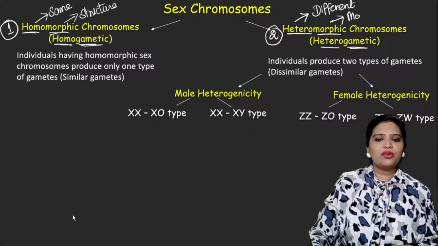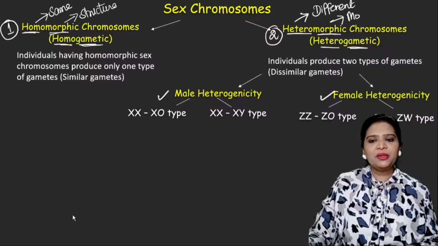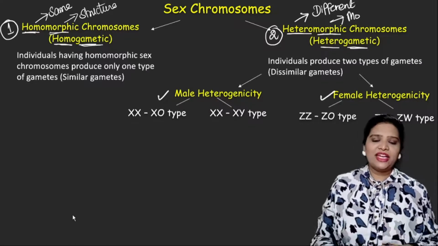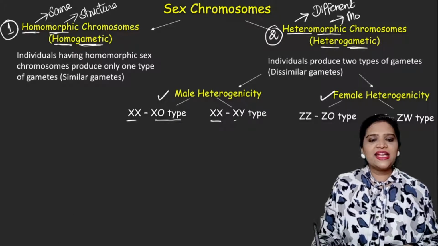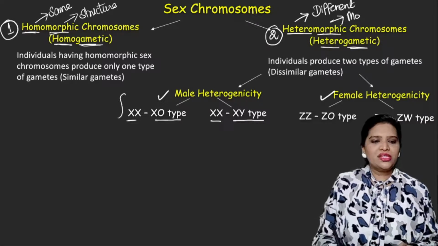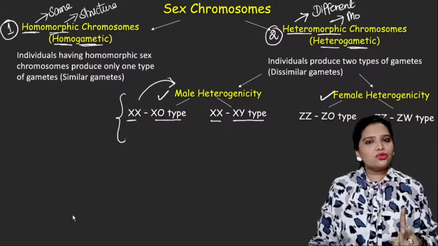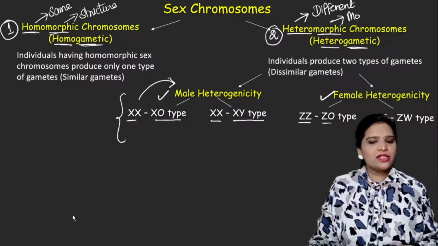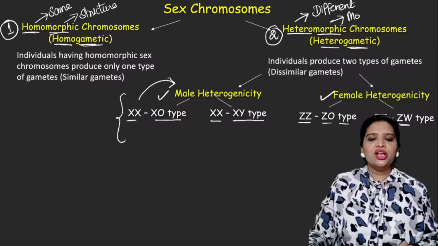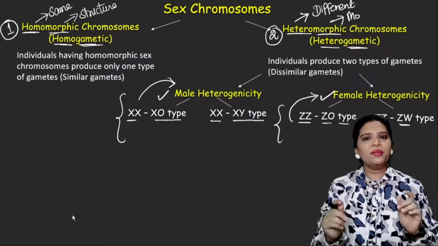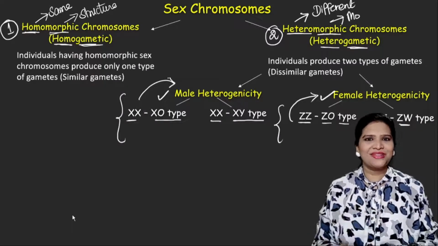Again, heteromorphic chromosomes are divided into two categories: male heterogamety and female heterogamety. For male heterogamety, we have XX-X0 type of sex determination and XX-XY type of sex determination. These two categories come under male heterogamety. For female heterogamety, we have two different types: ZZ-Z0 type of sex determination and ZZ-ZW type of sex determination. These two are examples of female heterogamety. In this lecture, we are going to study all of this in detail.